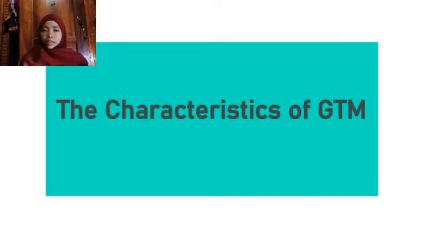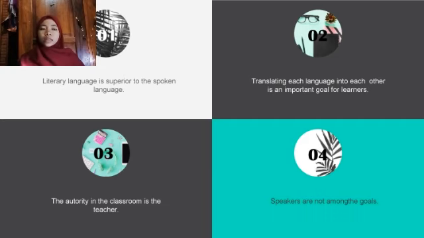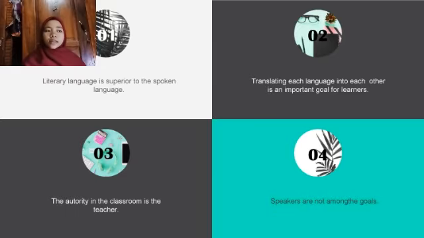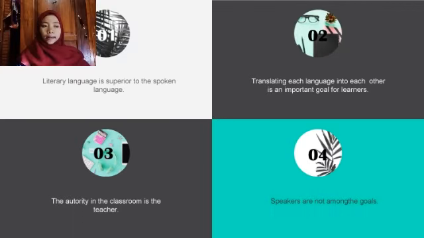My name is Laila Maulidiyah and I will continue our presentation, and the material is the characteristic of GTM. Some characteristic of GTM as follows. First, literary language is superior to the spoken language. Second, translating each language into each other is an important goal for learners. Third, the authority in the classroom is the teacher. And next, speaking is not among the goals.